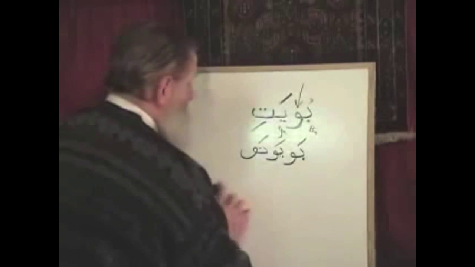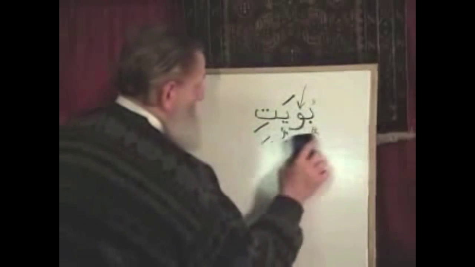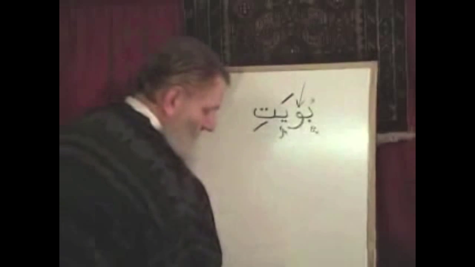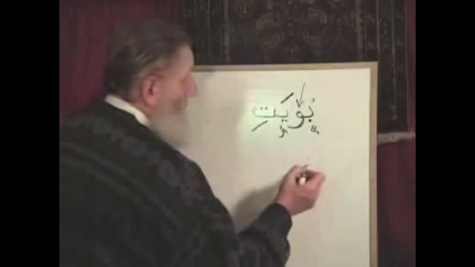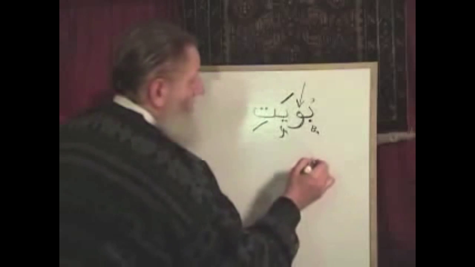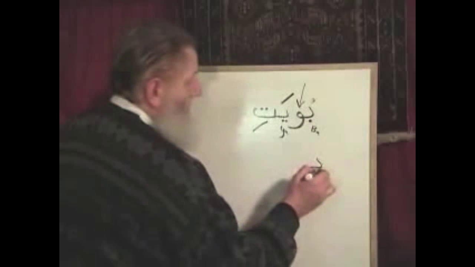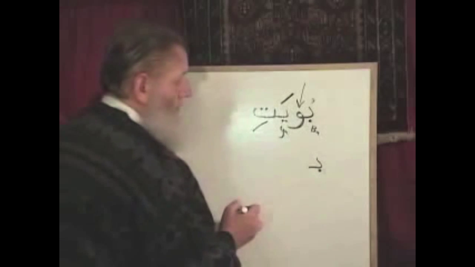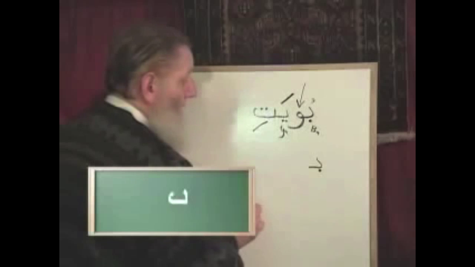I'm going to erase that and show you what happens when the letter Ya wants to go to work and have some fun. We're going to start it again with the letter Ba, Boo, or B, or Ba.